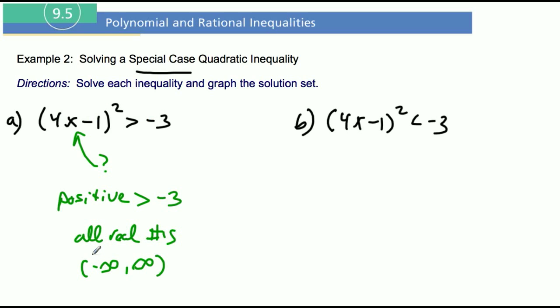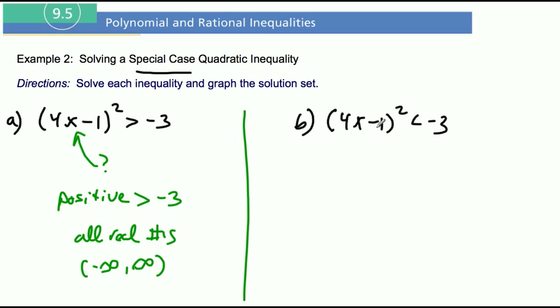And the reason why we use parentheses is because it's not included. You can never reach infinity, so we're not going to use brackets. You have to use parentheses for infinity. Okay, so that's how fast that one is.